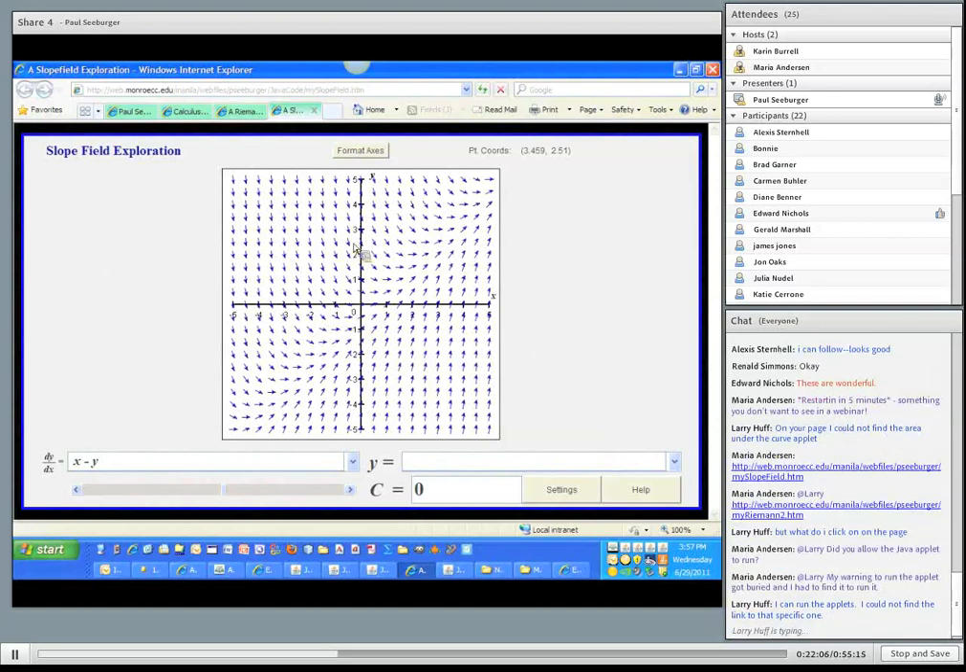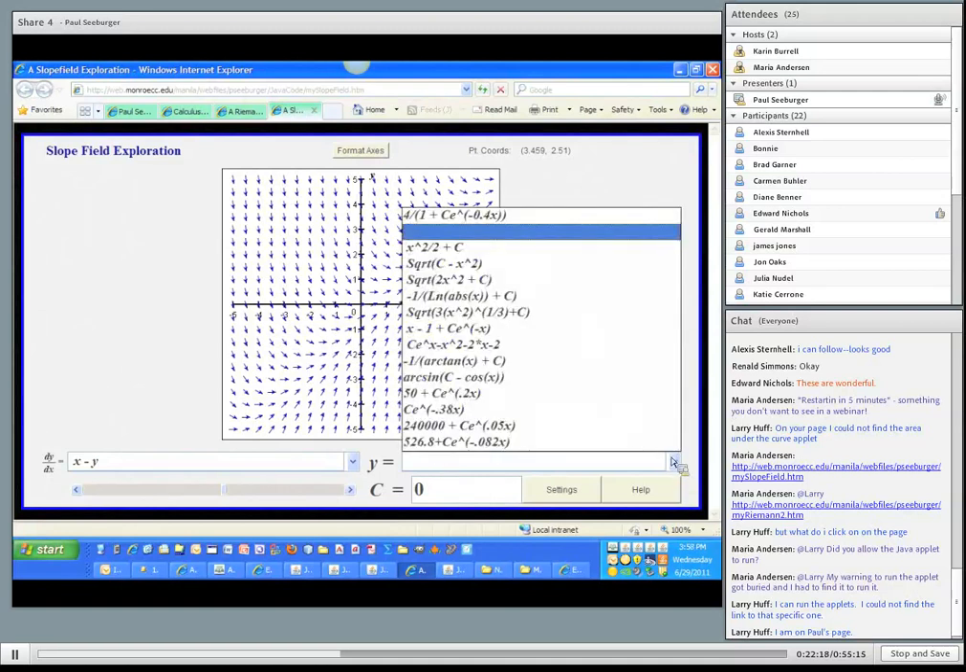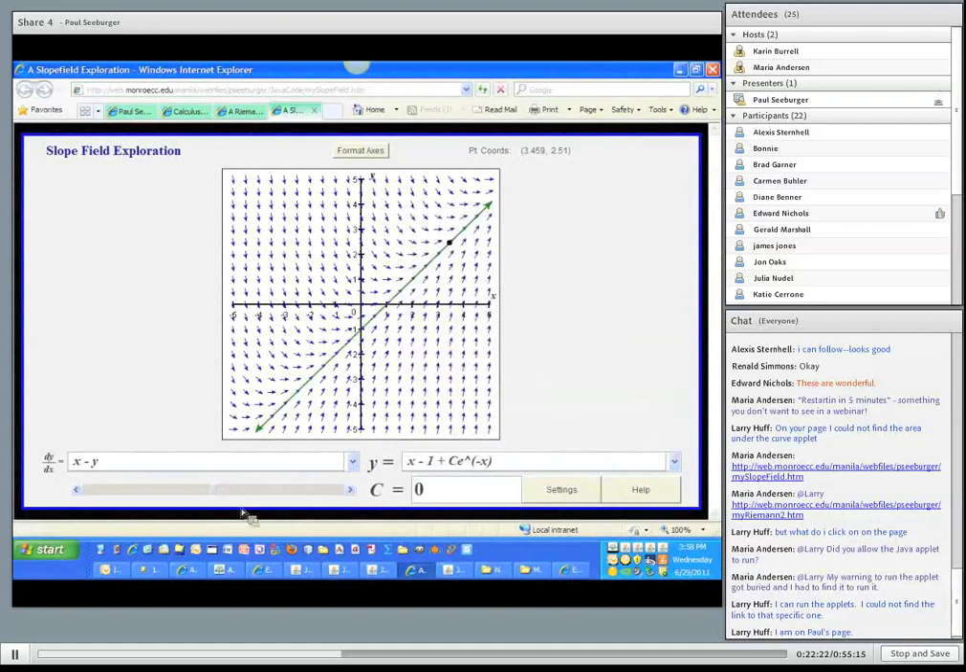Now I'm going to show the shell method applet. That applet can be found on either of those two web pages. And I have a washer method one and two. I'm planning to, in the future, make this more general, but for now it basically uses a fixed set of functions. And so you're between these two curves, y equals x squared and y equals the square root of x from 0 to 1.